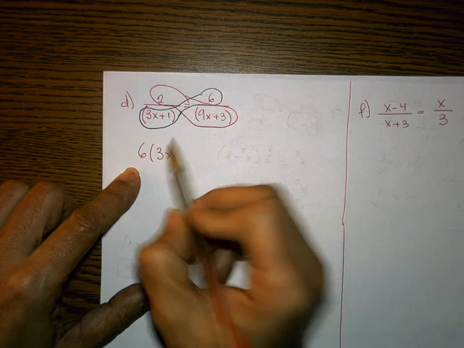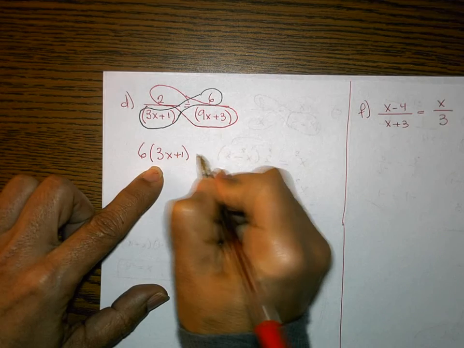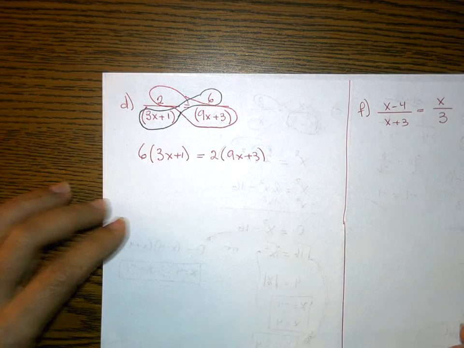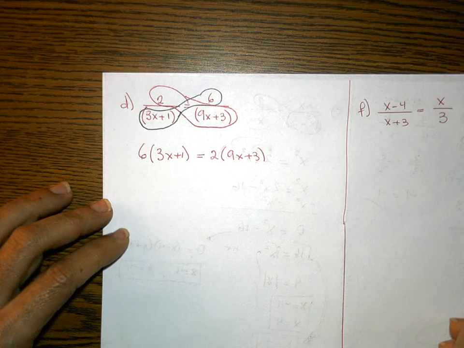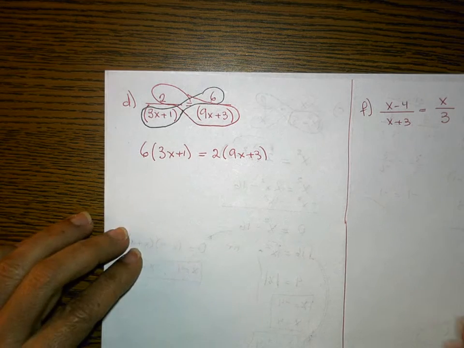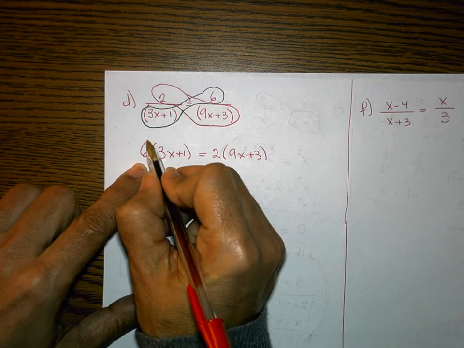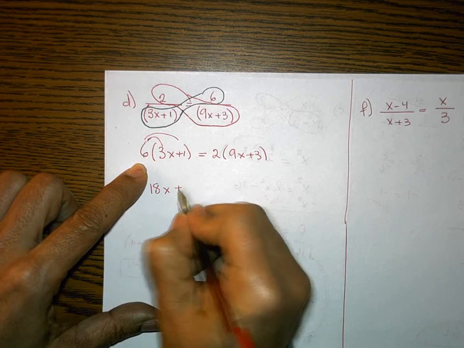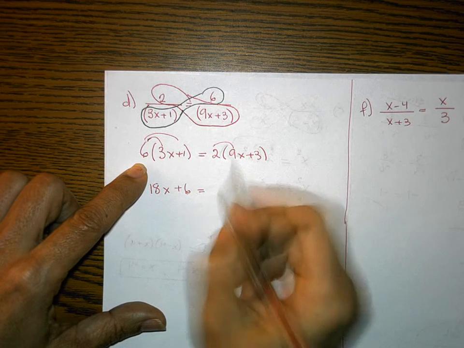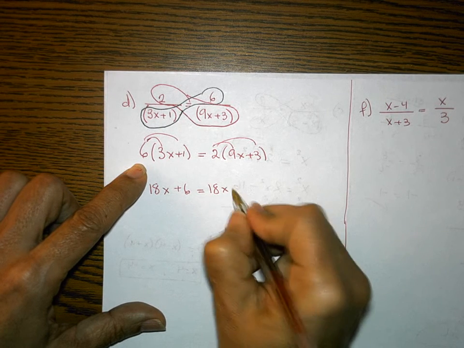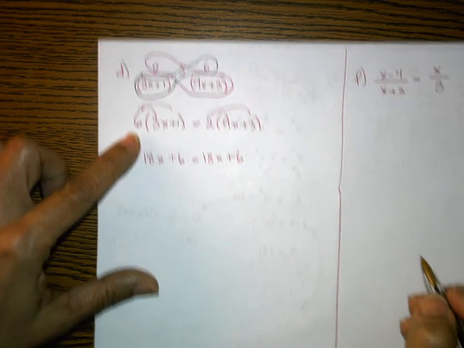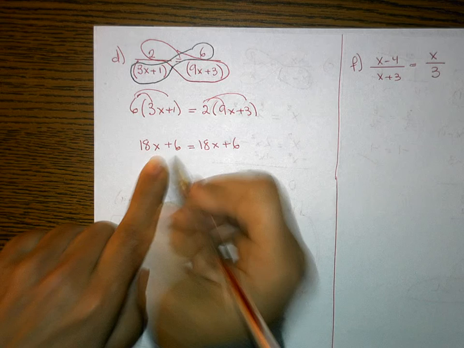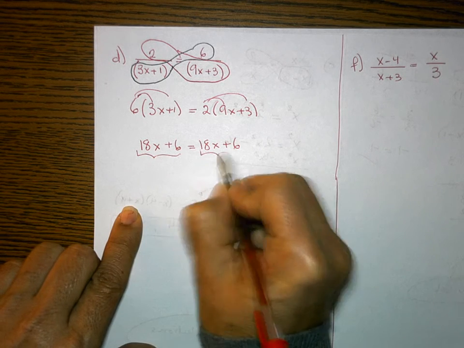So 6 times 3x plus 1 equals the 2 times the 9x plus 3. Let's see how many solutions we're going to get here. All right, we got 1, we got 2. Let's see what we're going to get here. All right, so let's distribute here. 6 times 3, 18x plus a 6 equals 18x plus a 6. All right. Well, it looks like the left side here equals exactly the right side. As you can see, I have 18x plus 6, and here I have 18x plus 6.